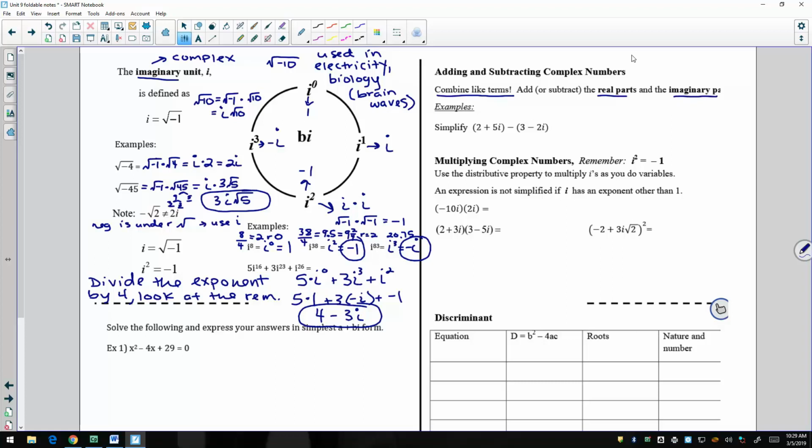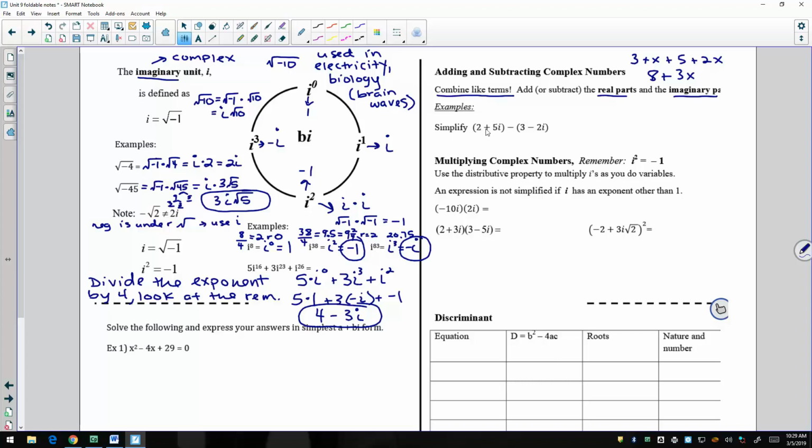If I gave you like 3 plus x plus 5 plus 2x, okay, you would only add the 3 with the 5 because those are like terms, that's 8, and then you would add the 1x with the 2x, that's 3x. Well, it's the same idea with imaginary numbers. You treat the i's like you would x's.